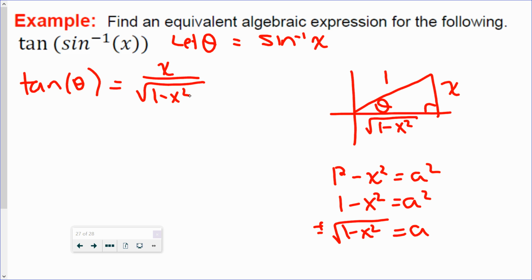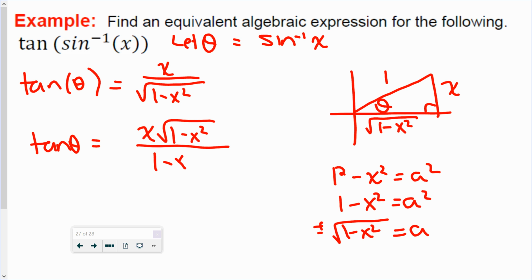You can leave it like that. I'm okay with that. If you wanted to rationalize it, I'd be okay with that as well. So rationalizing it would be x root 1 minus x squared all over 1 minus x squared. That would be a good idea if I could simplify something a little bit further by factoring. I can't, so I'm okay with either version. So that is inverse trig relations with tangent.